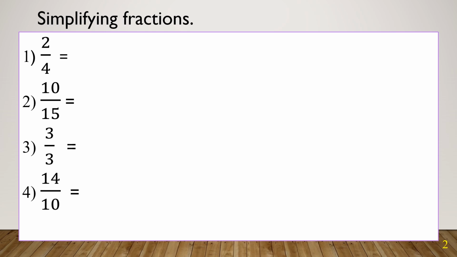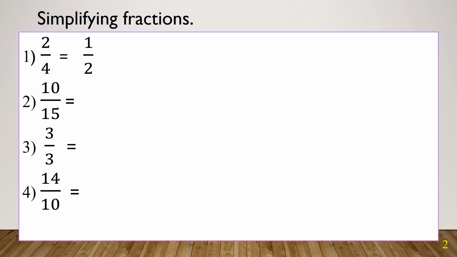Number 1, 2/4. What is the GCF of 2 and 4? Okay, 2. So divide 2 by 2. The answer is 1. And 4 divided by 2. Okay, 2. So the answer is 1/2.